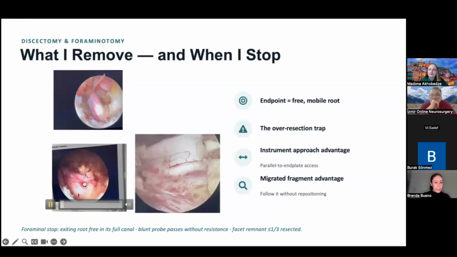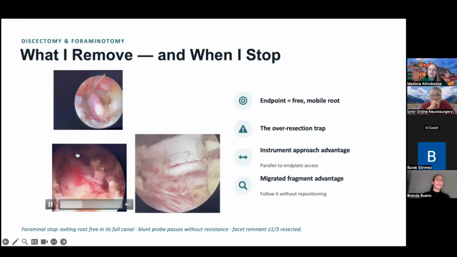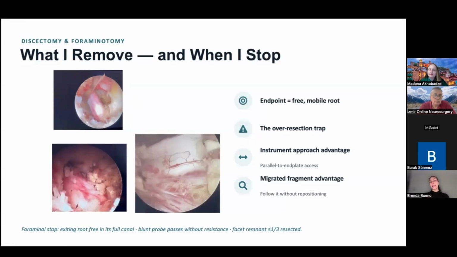In the paraspinal approach, in this case it was foraminal stenosis. I can see all my root free, and in this space I can put a dissector and pass freely. That is enough. You don't need to do more work here.